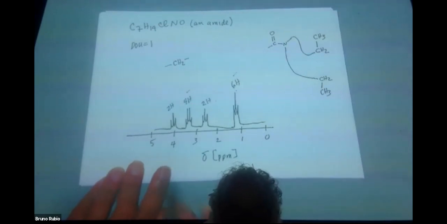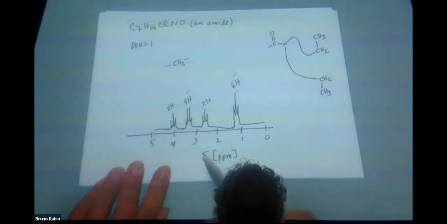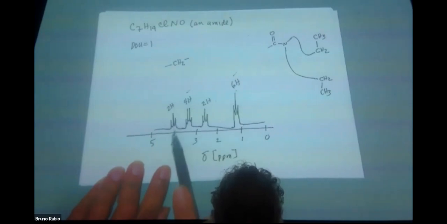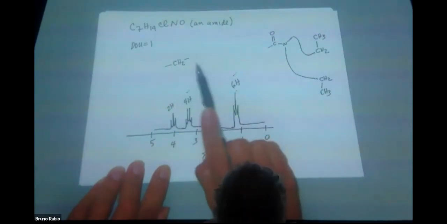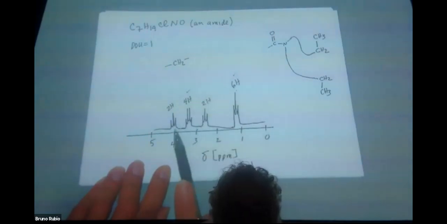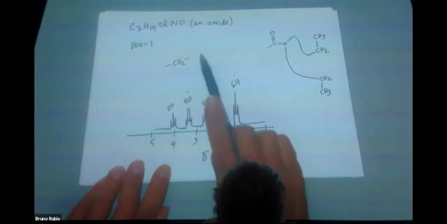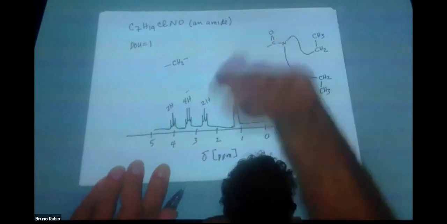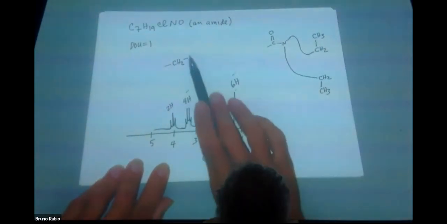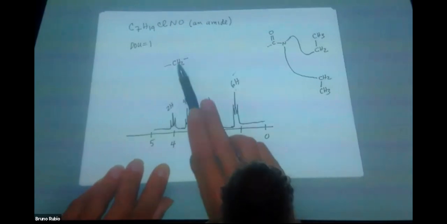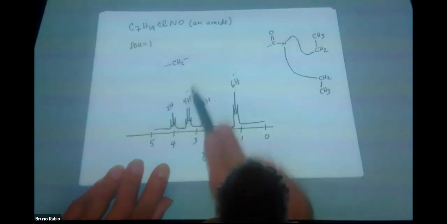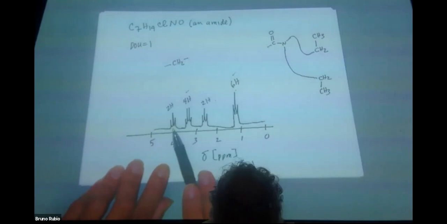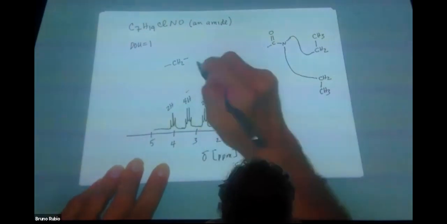What is the, well, not the shift. Let's look at the integration. I mean, not the integration, the splitting. It's a triplet. What is that telling you about who lives here? Who has to live here? This is a triplet. Okay, tell me. Who has to live here? It's a triplet. This signal here, that's the most downfield signal. Who lives here, so that this is a triplet? Another CH2, exactly.